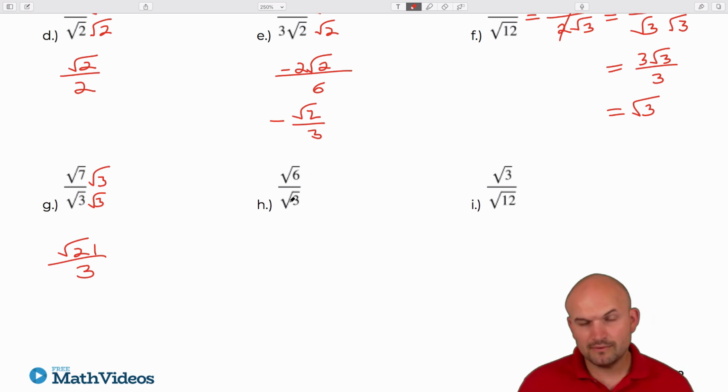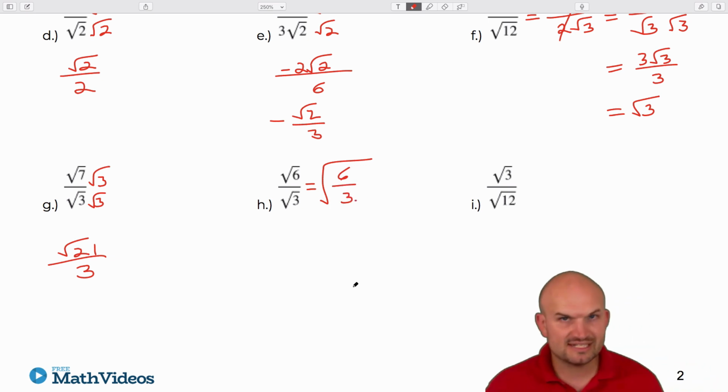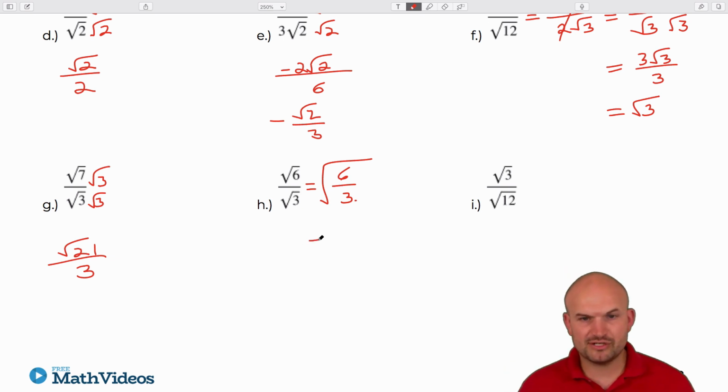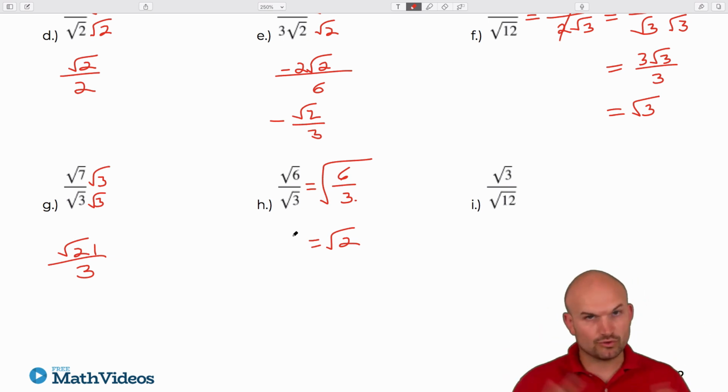In this next one though, rather than rationalize the denominator, I just want to make sure you understand that the square root of 6 divided by the square root of 3 is the same thing as the square root of 6 divided by 3. Well, 6 divided by 3 is 2. So we can answer that question rather easily. Just remember that you can work with those rules of radicals to simplify the solution.